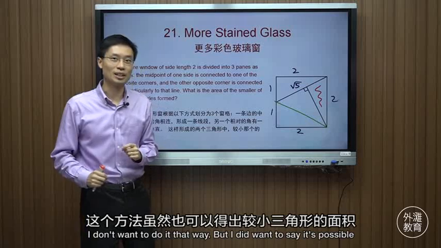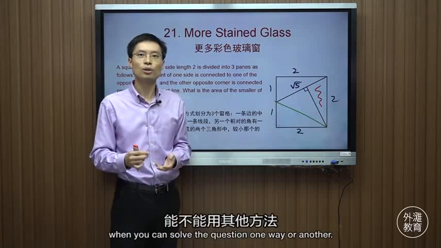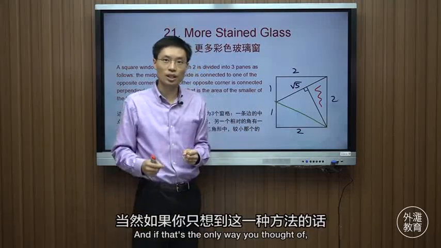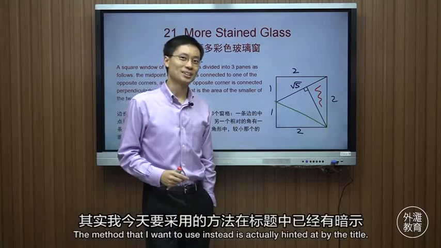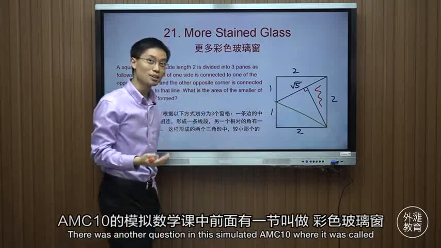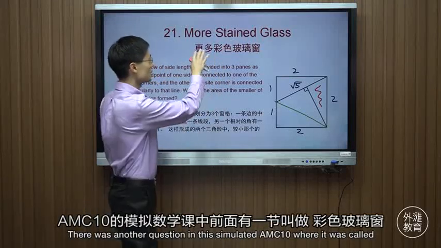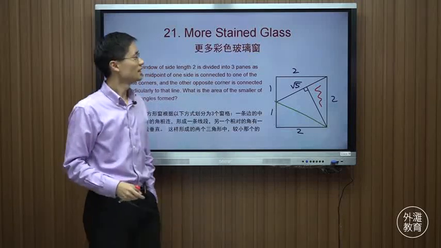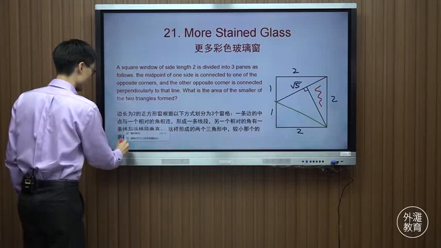I don't want to do it that way, but I did want to say it's possible because it's important to know when you can solve a question in one way or another. And if that's the only way you thought of, it's good to just be able to do it with that way. The method I want to use instead is actually hinted at by the title. There was another problem in this simulated AMC10 called stained glass, and the key idea there was similar triangles. Actually here, there are also similar triangles.